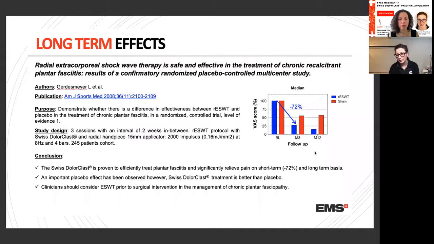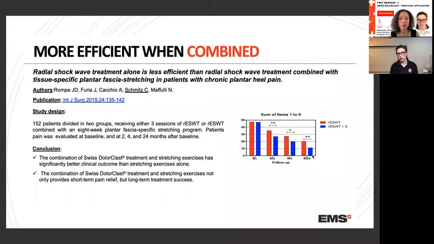Remember that shockwave is a great tool to combine with other treatment. I hardly ever have someone that I only do shockwave on. I don't think I've ever done that, actually. So it's really important how you can use it in conjunction with other things that you typically do.